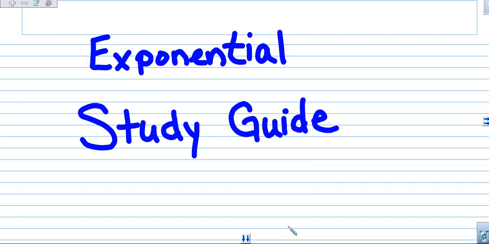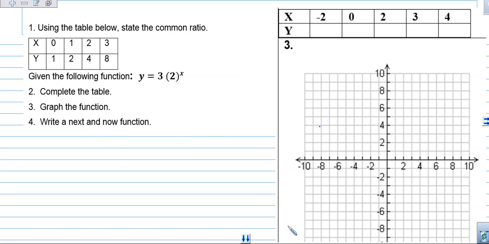Let's look at objective 1. Okay, we're going to take care of this whole objective in one little pass. So it says, using the table below, state the common ratio. Well, the common ratio is the same thing as the growth factor. Okay, they're one and the same.